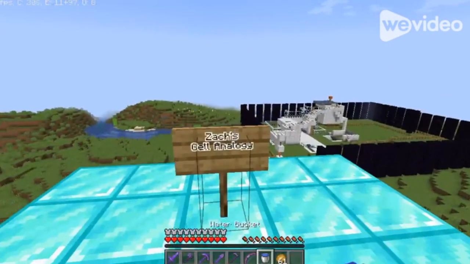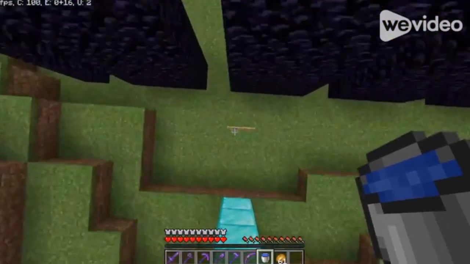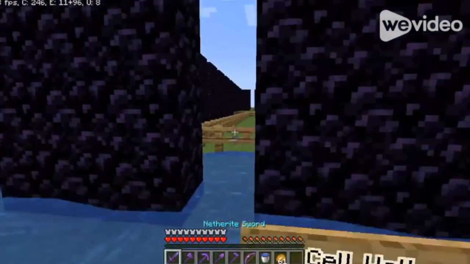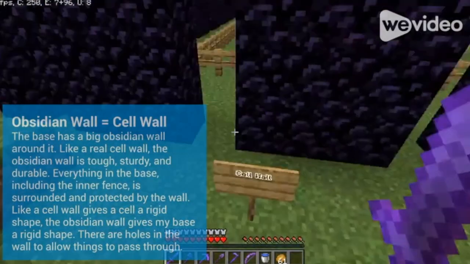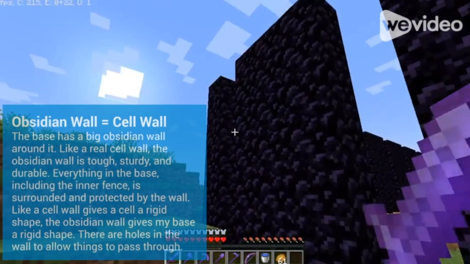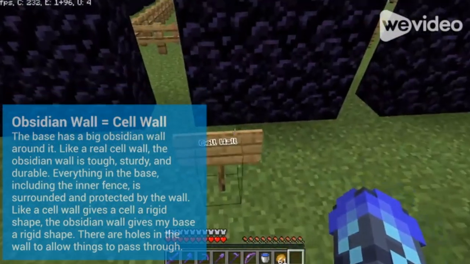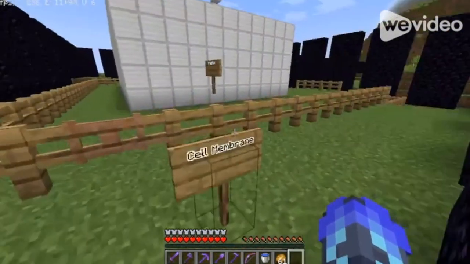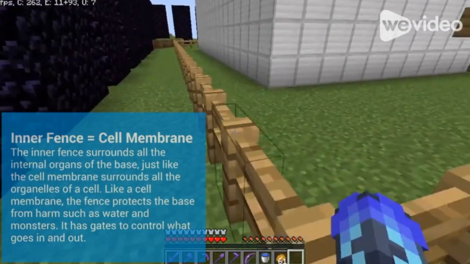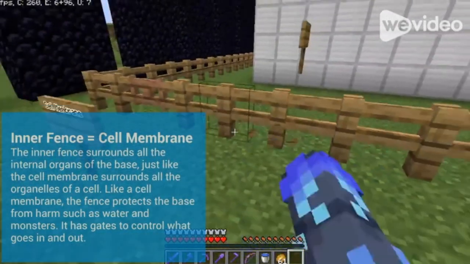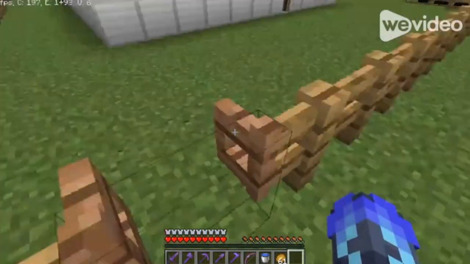Welcome to Zach's cell analogy. The base has an obsidian wall around it. Like a real cell wall, the obsidian wall is tough, sturdy, and durable. There are holes in the wall to allow things to pass through. The inner fence surrounds all of the internal organs of the base, just like the cell membrane surrounds all organelles of a cell.